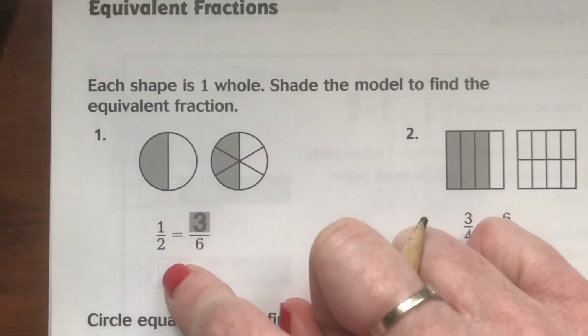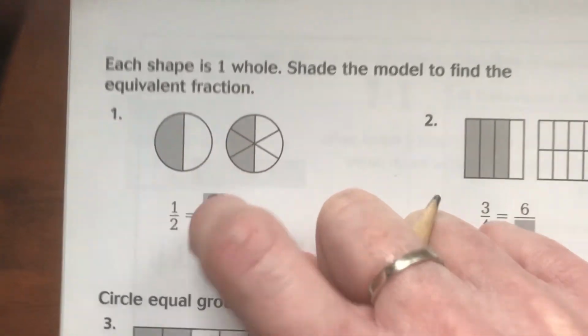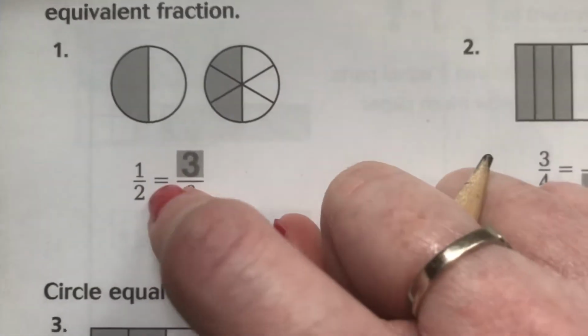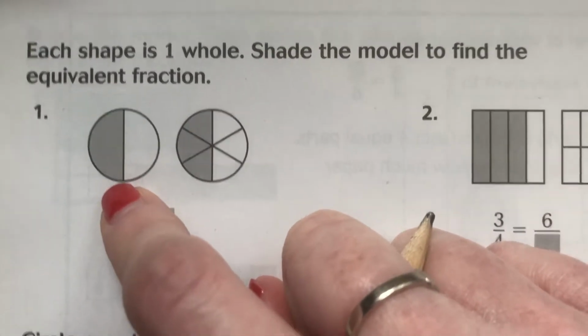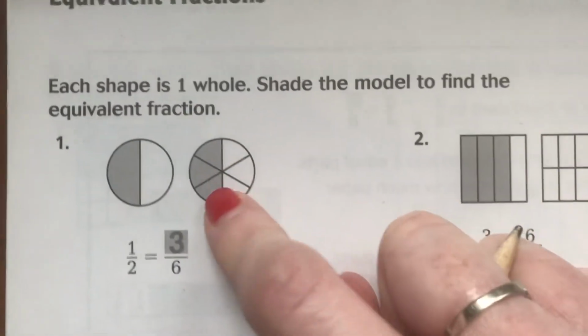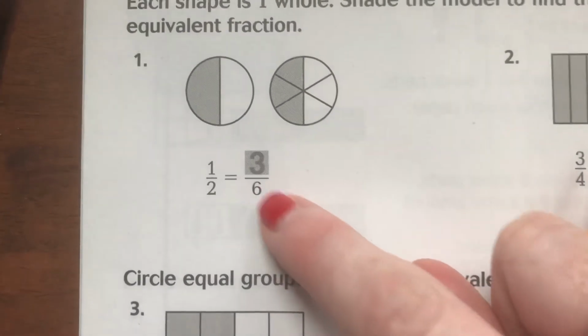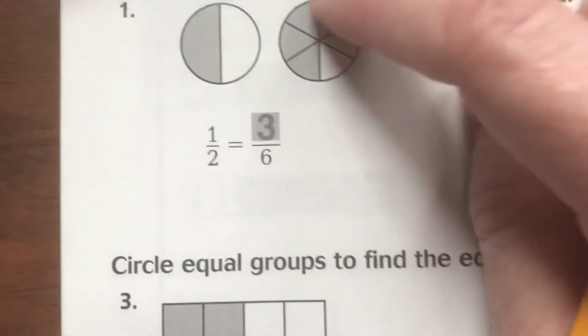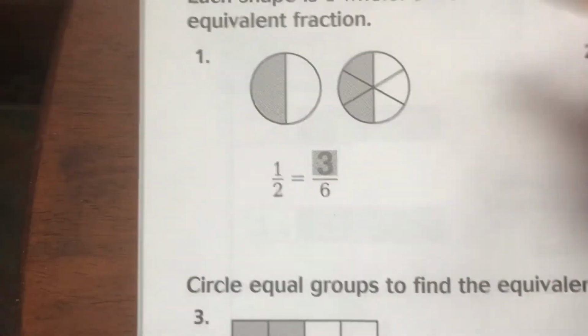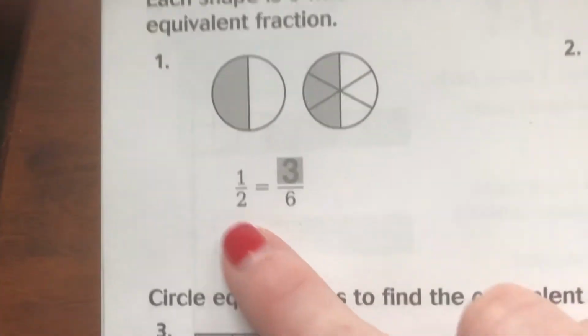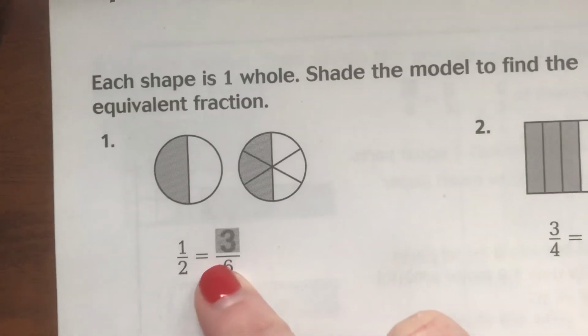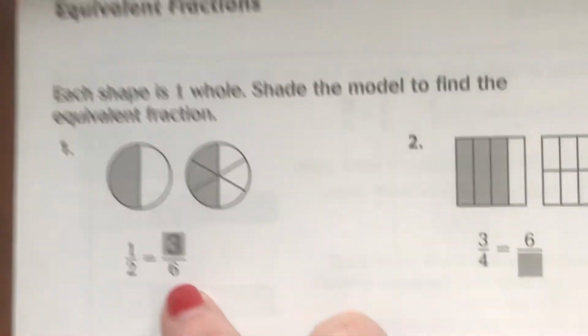Okay, so over here, this circle is divided into 2 parts. 1 out of the 2 parts is shaded. Same circle, except this time they're dividing it into 6 parts. That's my denominator. 1, 2, 3, 4, 5, 6, and 3 of them are shaded in. Therefore, 1/2 is equal to 3/6.